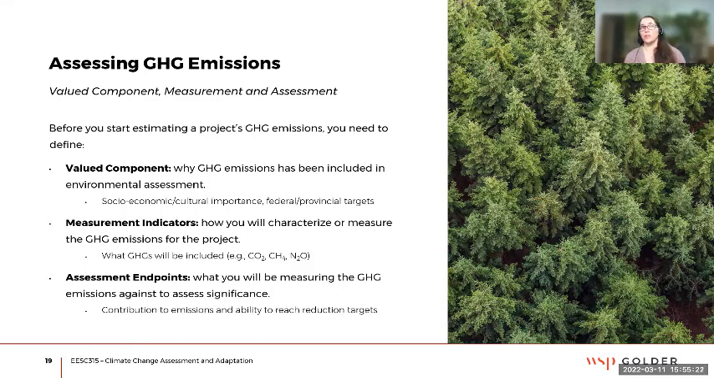Now, the next thing you want to look at is measurement indicators. So once you know it's a value component, how are you going to measure it? That one's fairly easy for greenhouse gases. You just want to measure your emissions and you decide which gases you're going to look at based on the sources. When you're talking about your assessment endpoints, this is what you'll be measuring the GHG emissions against to assess the significance. So typically what we look at is the contribution to emissions and the ability to reach reduction targets.